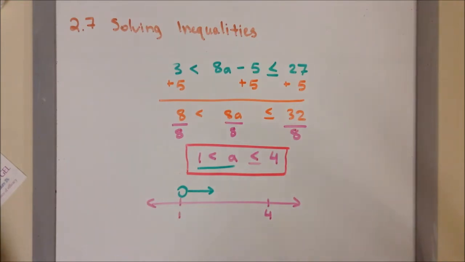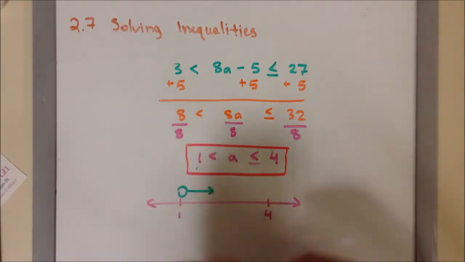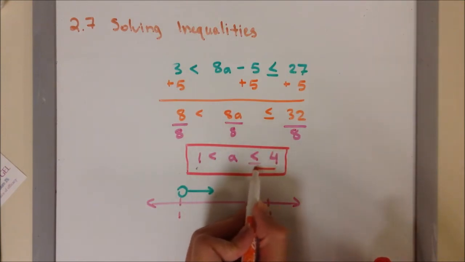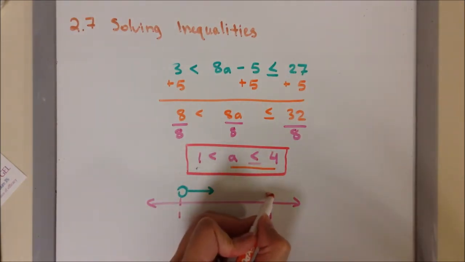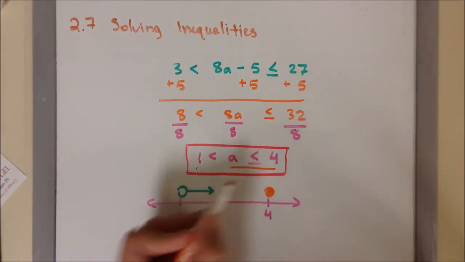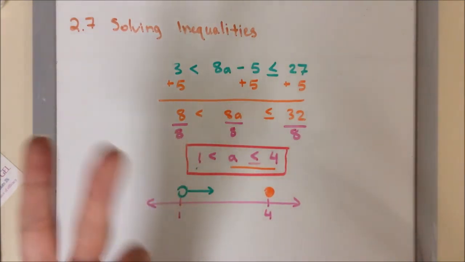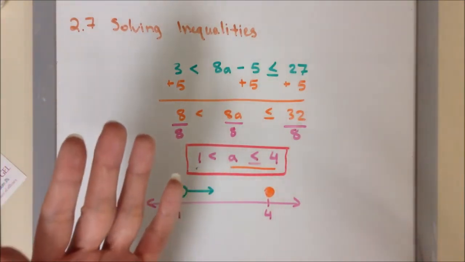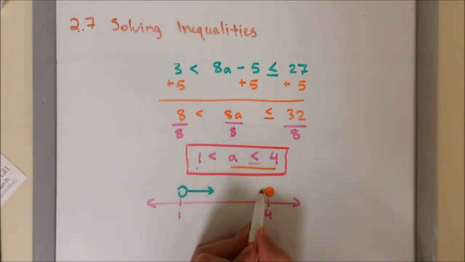Now, we're going to talk about the other part. a less than or equal to 4. So less than or equal to 4 is going to be a closed circle at 4. So a is less than or equal to 4. So the numbers that are less than 4 is basically 3, 2, 1, 0, and so on. So those numbers are on the left side of 4. So I'm basically going towards the left.